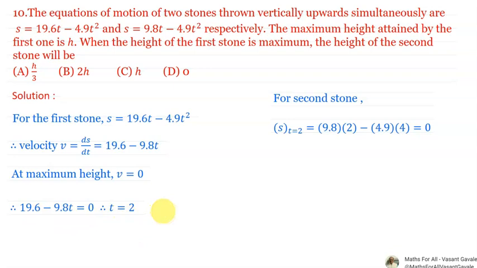When the first stone is at maximum height, what is the height of the second stone? Now for the second stone, s equals 9.8 t minus 4.9 t square. Substitute t equals 2, and after simplification you will have 9.8 into 2 minus 4.9 into 4 equals 0, and hence the height of the second stone will be 0. That is, option D is correct here.